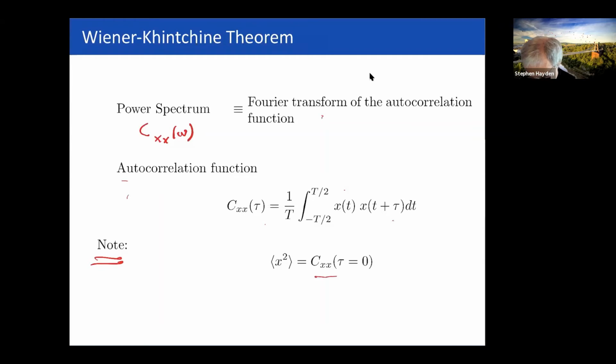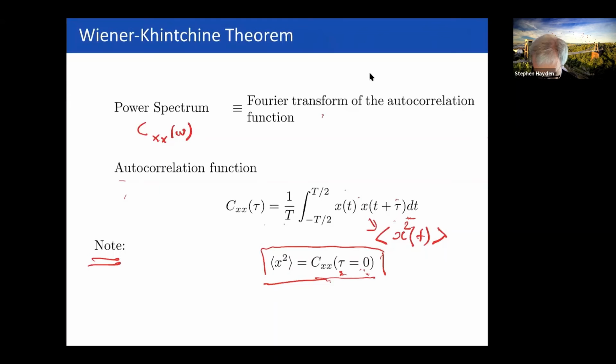So if we've got an autocorrelation function, and we set the interval between our correlated points as 0, so basically we're calculating the correlation at the same time, then this thing here would just become x squared of t, and then we would average x squared of t. So the average value of x squared is always going to be the value of the autocorrelation function for tau equals 0. The separation between the two points is 0.